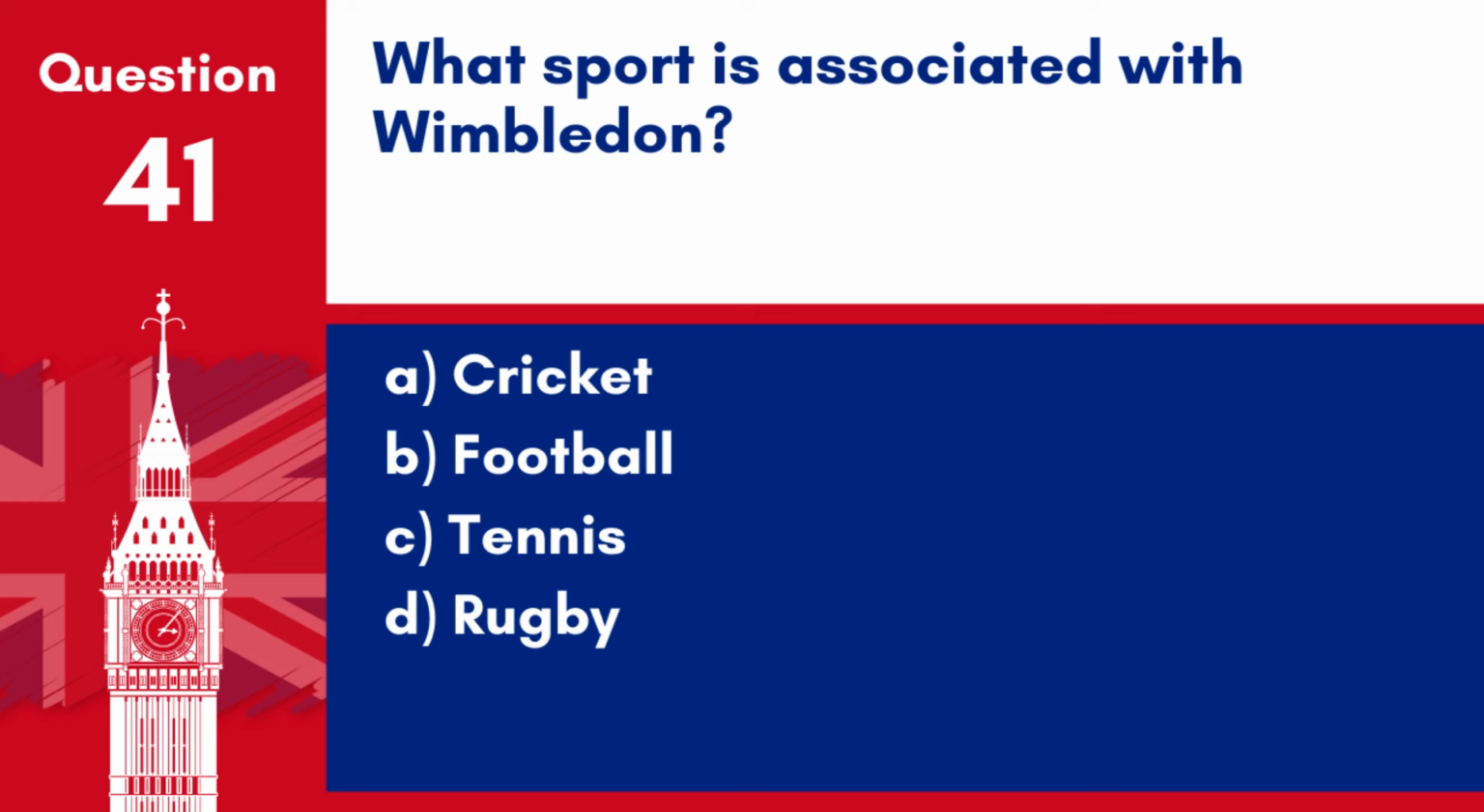Question 41. What sport is associated with Wimbledon? A. Cricket. B. Football. C. Tennis. D. Rugby. Answer: C. Tennis. Wimbledon is the oldest tennis tournament in the world and is considered the most prestigious.